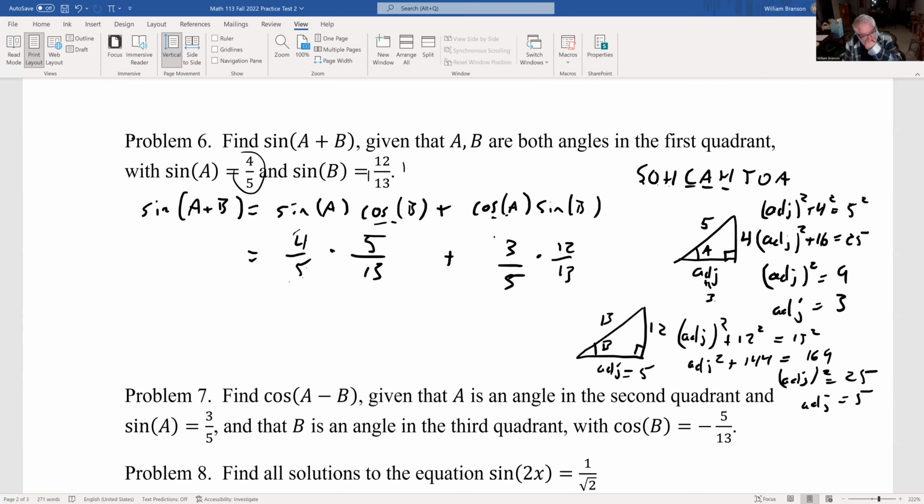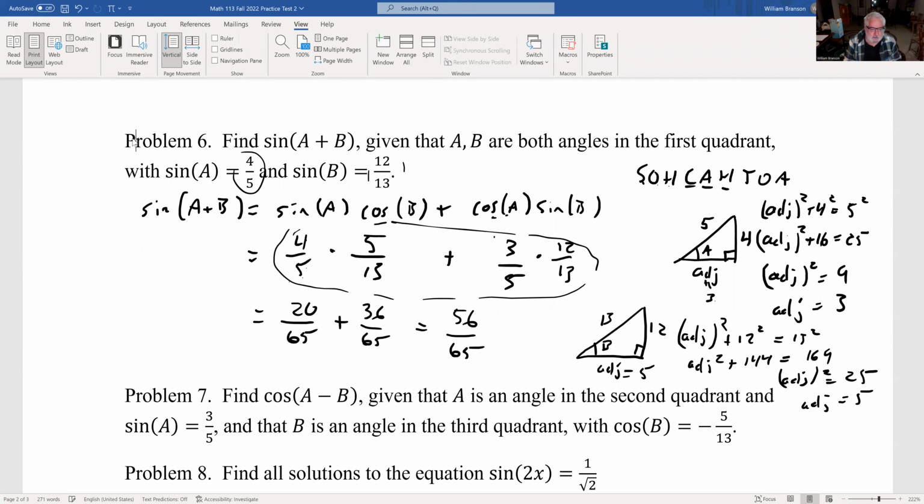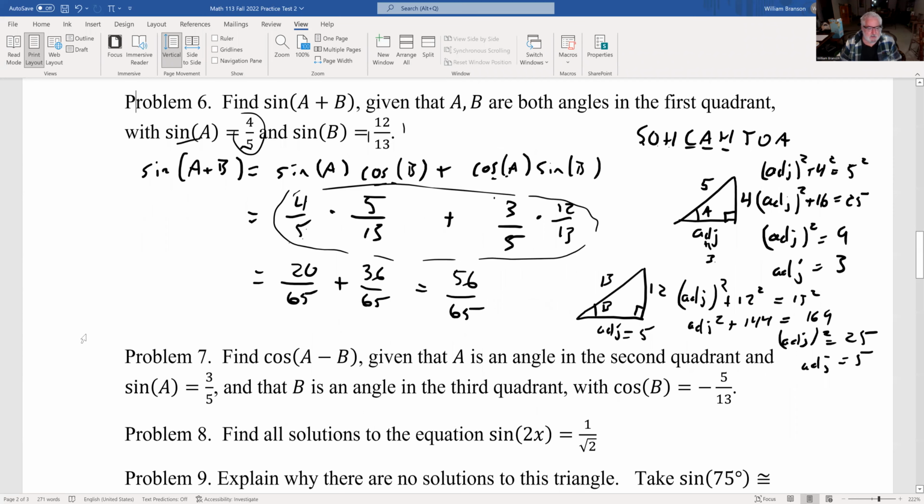You can, if you really wanted to, pull this all together. I would be absolutely, on a test, just end at this point. You don't need to pull this together, but you could if you wanted. We'd write this as 20 over 65 plus 36 over 65 equals 56 over 65, if you wanted to. But this answer here is just fine. So remember, if you know the sine of a triangle, you can always find the cosine and the other trig functions.